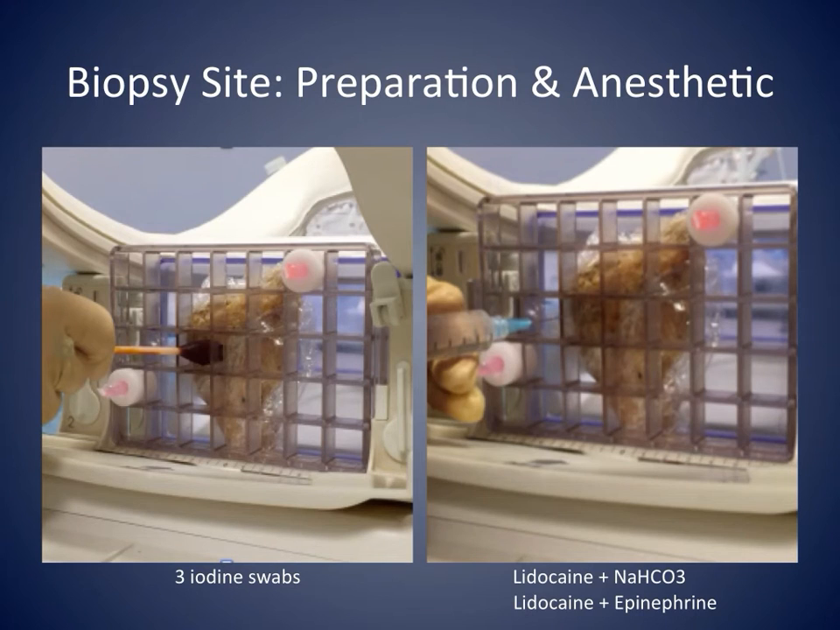This is a phantom to show the preliminary preparation of the biopsy site. Once the correct grid opening is identified, the skin is cleaned with 3 iodine swabs. Then lidocaine buffered with sodium bicarbonate is injected to anesthetize the skin at the entry site and the deep tissue along the needle tract. Additional lidocaine with epinephrine is administered in the deep tissues to decrease bleeding complications.